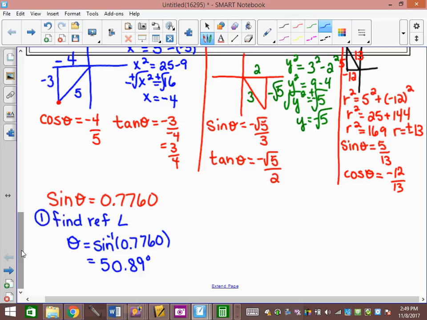Step 2, use CAST. Oh, please, you cannot tell me you don't know what CAST is. Like, if you tell me I didn't teach that, I'm going to be upset.